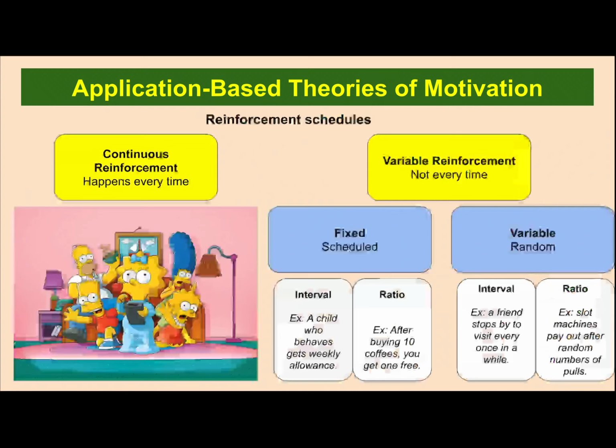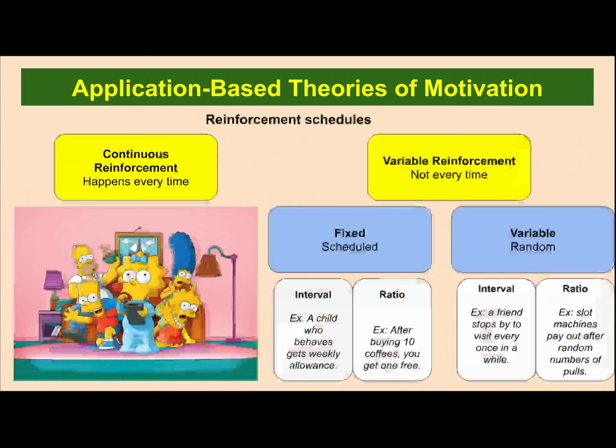When there's variable reinforcement, that means you don't get the reinforcement or the punishment every single time. Partial reinforcement can be fixed or variable, and then it can be fixed interval, fixed ratio, variable interval, or variable ratio. What fixed means is it's scheduled. It's going to always happen after the same amount of time or the same number of behaviors. So intervals refer to time.